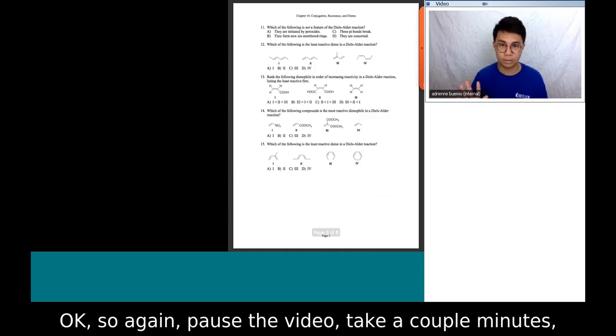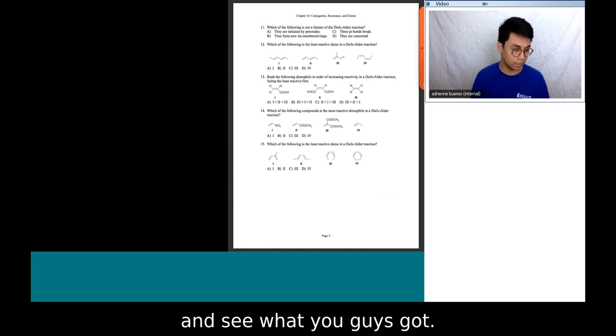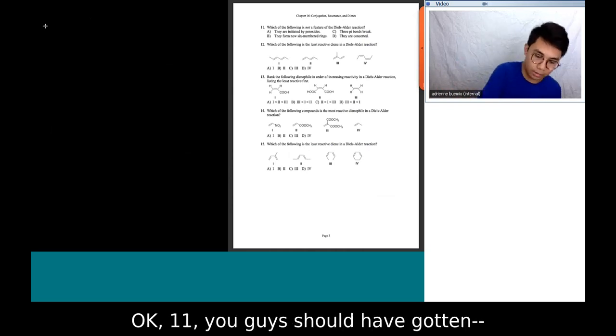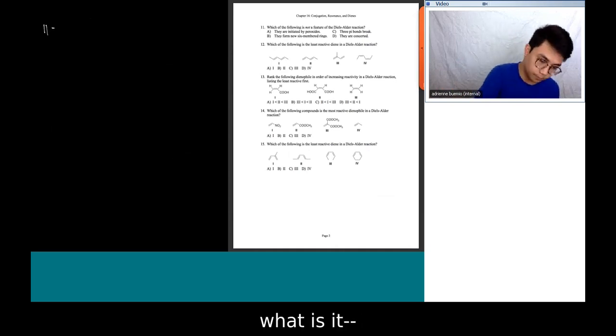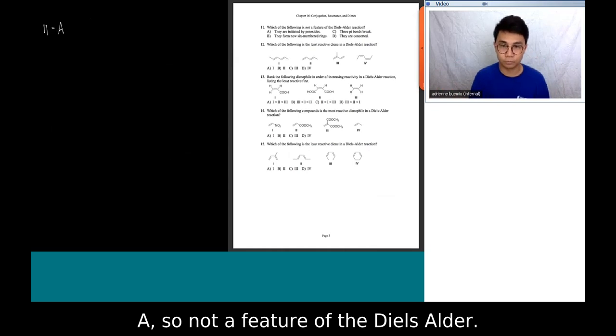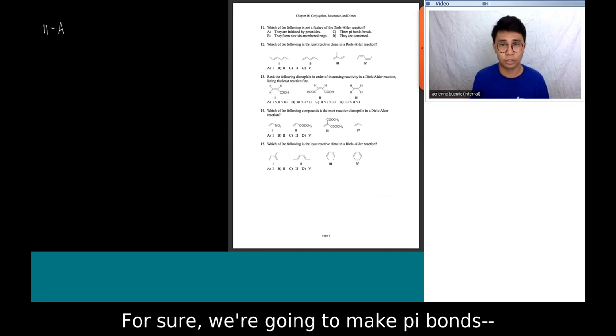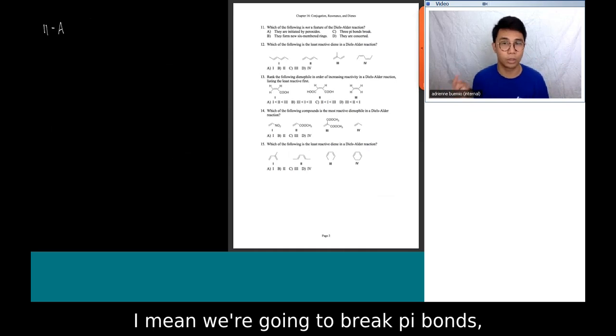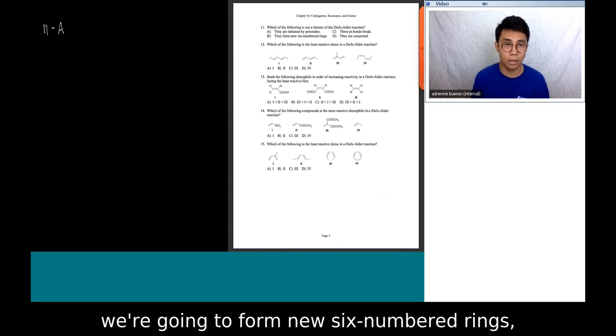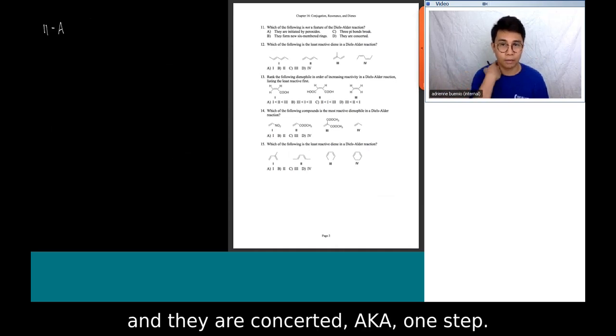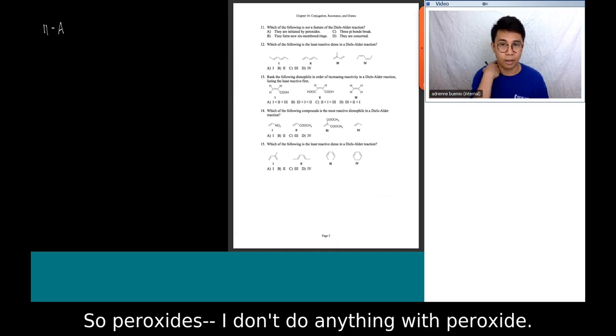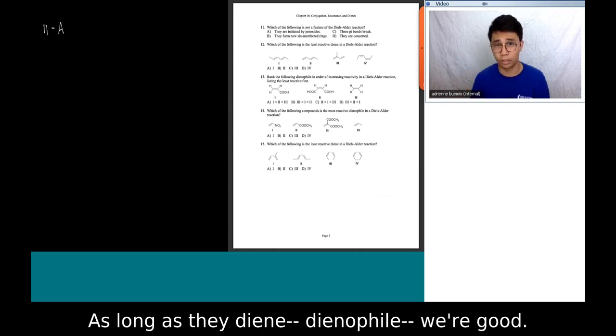Okay, so again, pause the video, take a couple minutes, and see what you guys got. Okay, you guys still here? Okay, 11. You guys should have gotten A, right? So not a feature of Diels-Alder. For sure, we're going to make pi bonds, we're going to break pi bonds, and we're going to form new six-membered rings, right? And they are considered, aka, one step, right? So peroxides, they don't do anything with peroxides. As long as they have diene, dienophile, we're good, right?